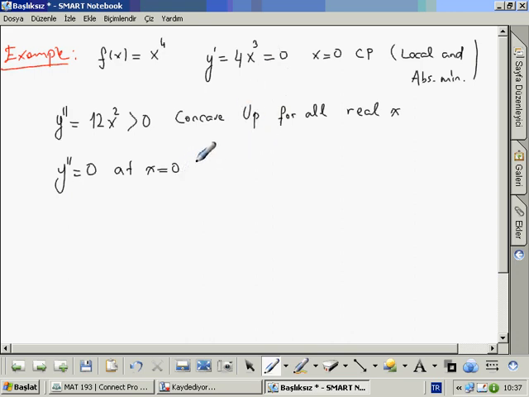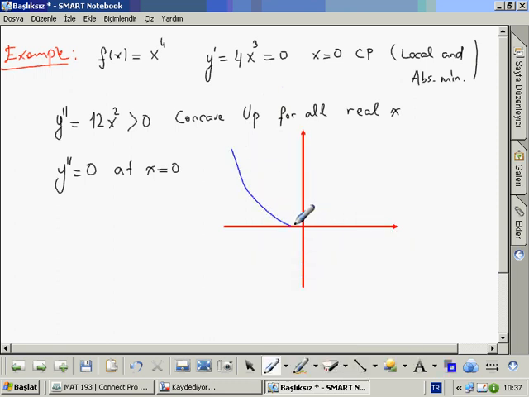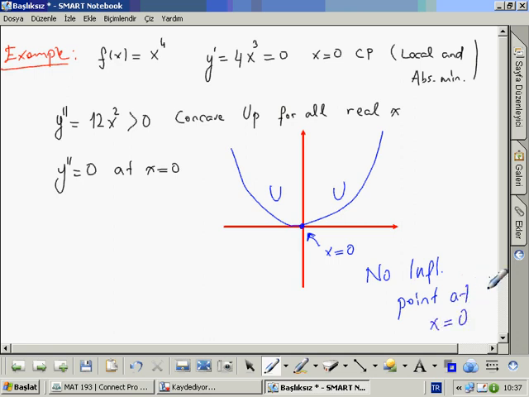What can we say? Is it an inflection point or not? Firstly, we must look at the function at x equals 0. My friends, please pay attention. As you see, yes, here is a candidate inflection point because y double prime equals 0 at x equals 0. But as you see, here is concave up and here is concave up. Concavity didn't change, so we can say there is no inflection point at x equals 0. Okay, that's important.